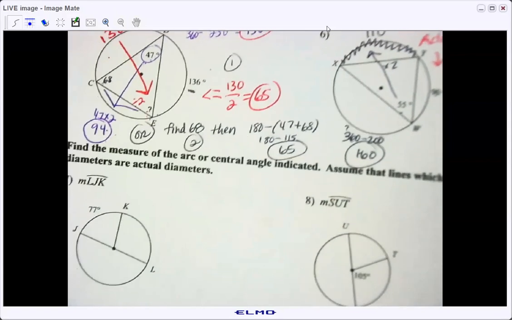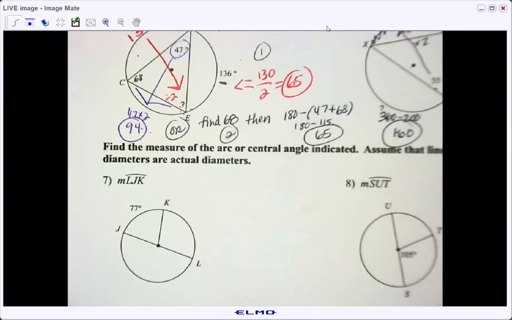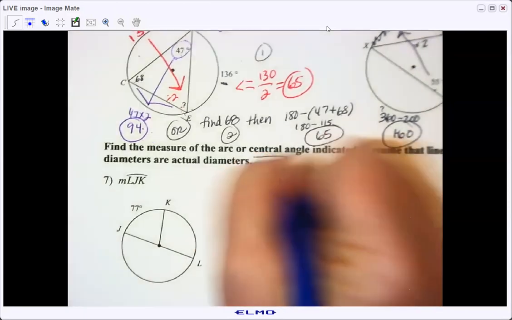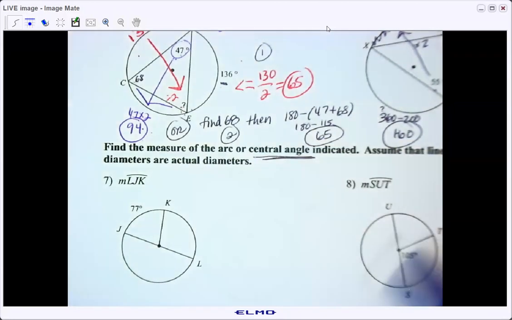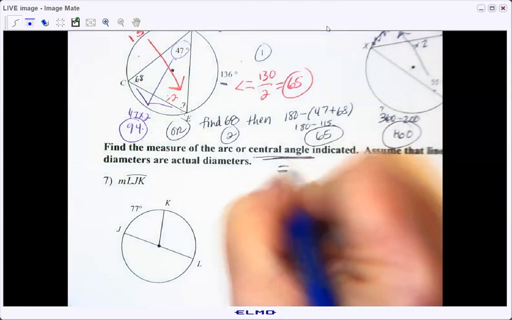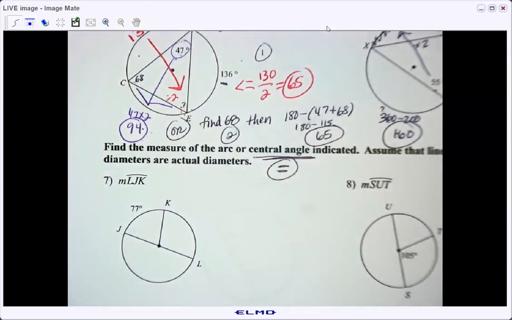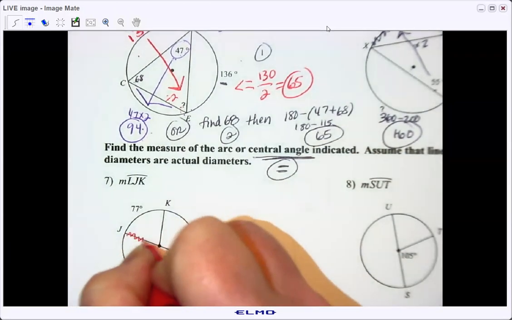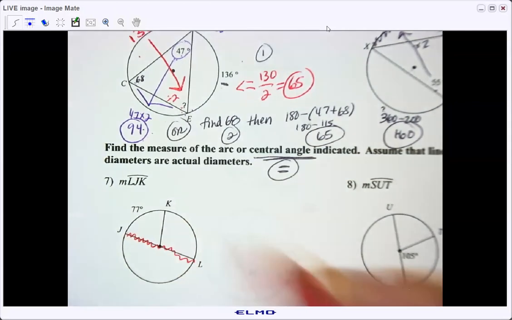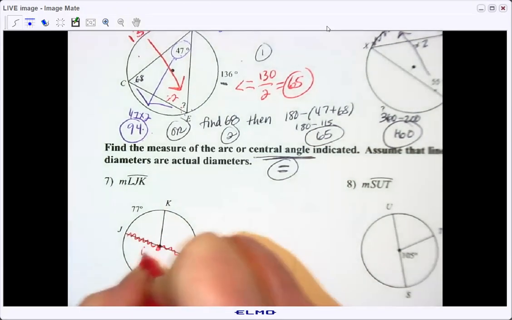Okay. Let's jump down to number 7. Okay, so it says assume things that look like diameters are. Now notice that it says central angle here. Remember central angle? Central angles are equal. They're not half, they're not double, they're not anything other than equal. Okay. This is a diameter, but most importantly, this is the center.